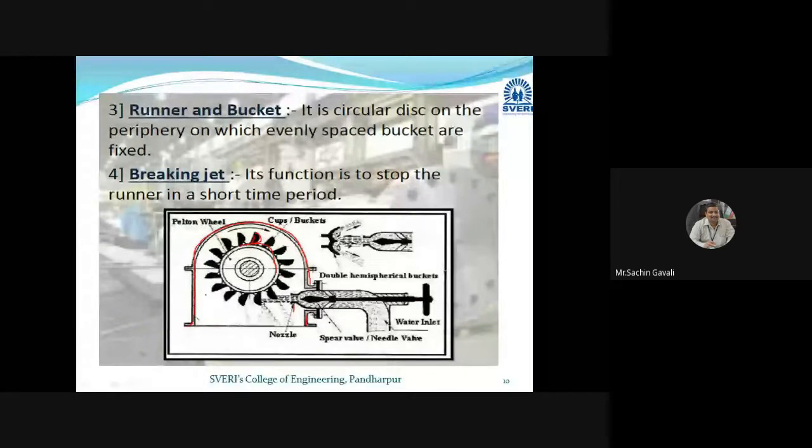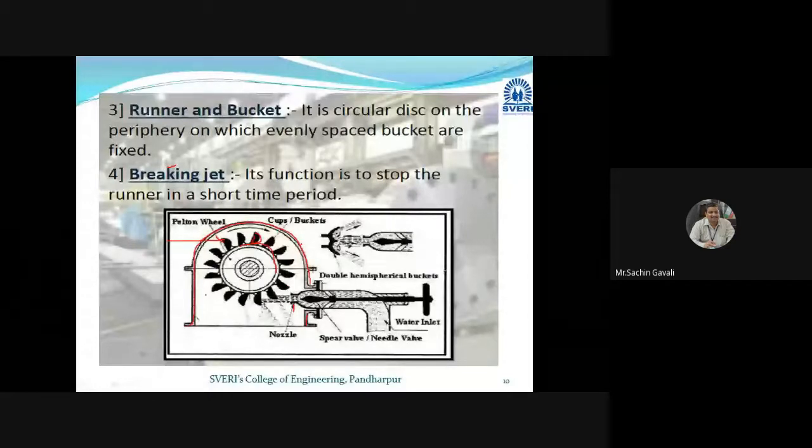So in the opposite direction also, water can flow. Suppose it is flowing in this direction. Sometimes when we want to stop this particular bucket, a jet is directed in the opposite direction of the spear nozzle assembly, so that the water jet impacts the buckets and they stop. For every action, an equal amount of force acts on these buckets, so that the runner stops in a short time. It is called a braking jet, like a nozzle only but in the opposite direction.